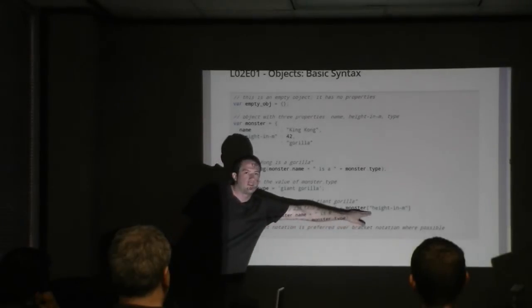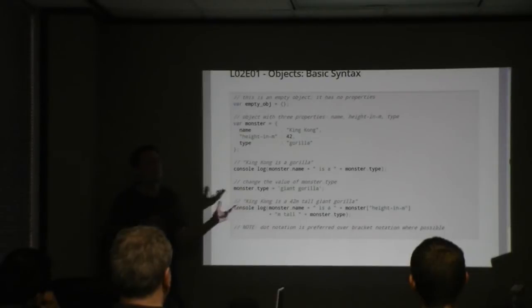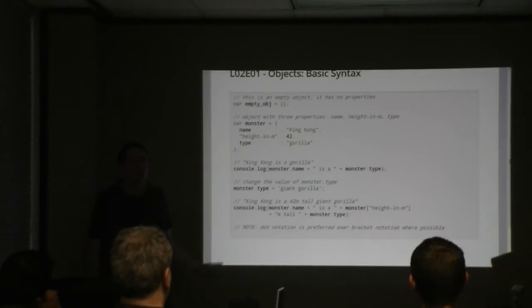This is called bracket notation, and this is called dot notation. It depends on the name of the property. You always want to use dot notation, and in most cases you're only ever going to use dot notation. People write libraries so that you don't need to do this on property names. Basic objects.